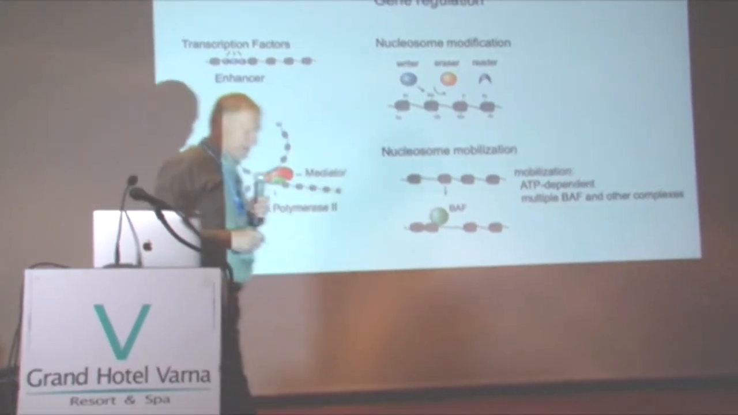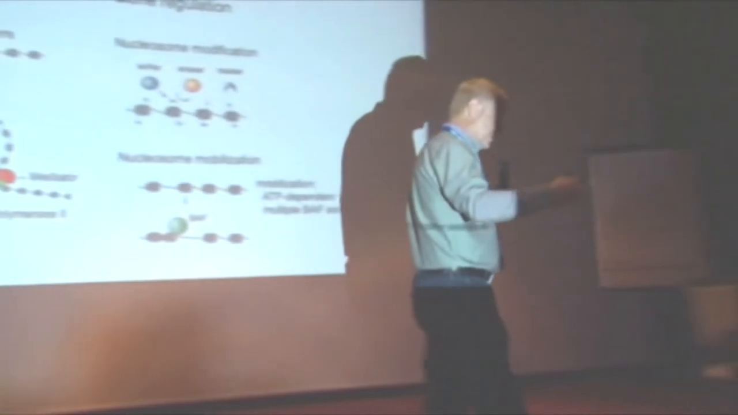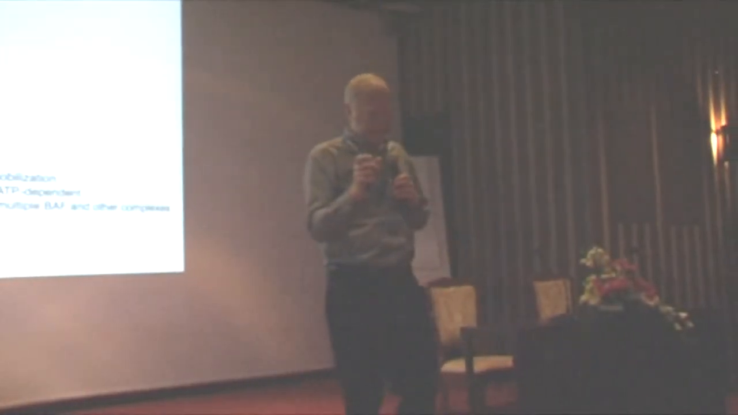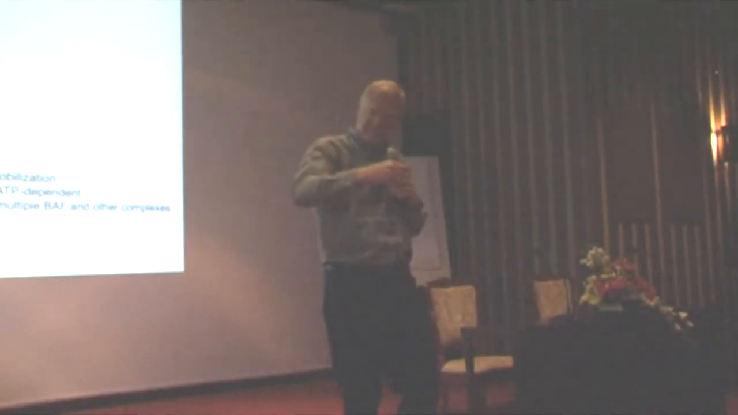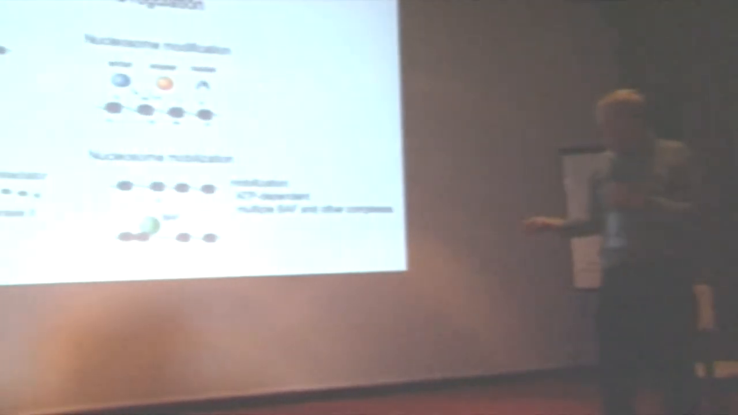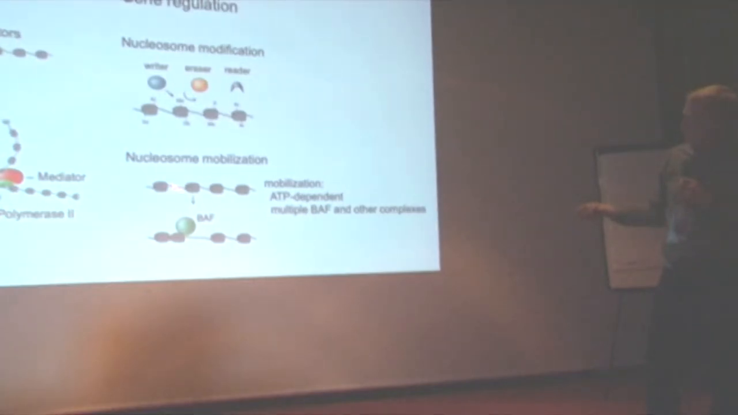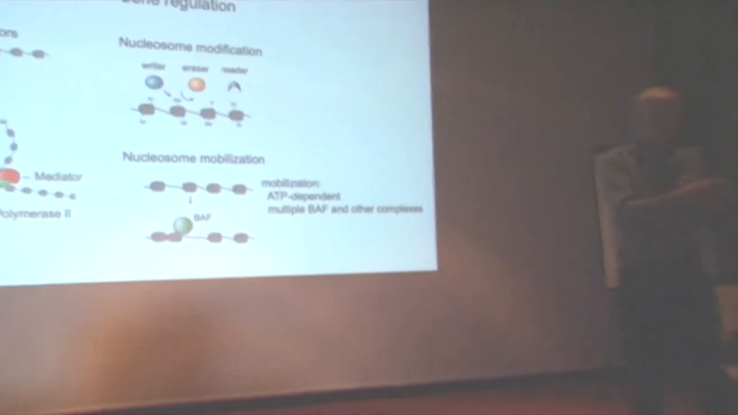Nucleosome mobilization. Your genome's packaged into these nucleosomes. We'll discuss them a little bit in a minute in greater detail, but they occupy about 150 base pairs. They wrap approximately 150 base pairs. And depending on the organism you're studying, but in human, there's maybe 50 base pairs in between that we call a linker. And these things are pretty dynamic.